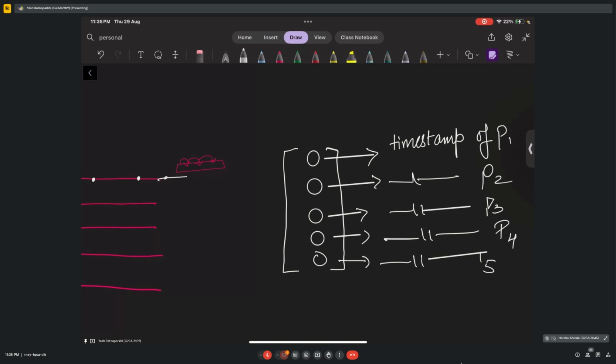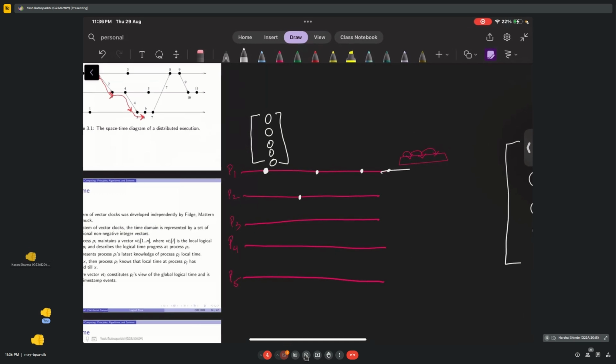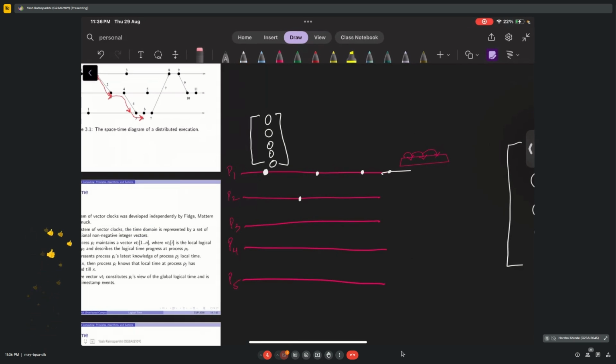Tell me one thing. If I say I have 50 processes, what will be my matrix in this case? 50 cross 1. Correct. And each row in it will be equivalent to the timestamp of that particular indexed process. Got it? Perfect. So there you go. Now I made this 5 matrix to make you understand the broader view, but when we deal with it ahead, I'll remove it to make it easier for you to understand.